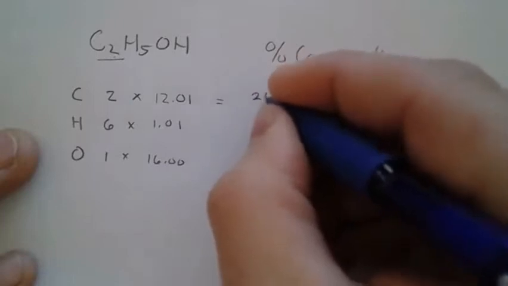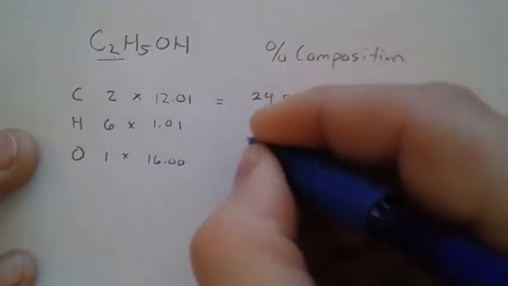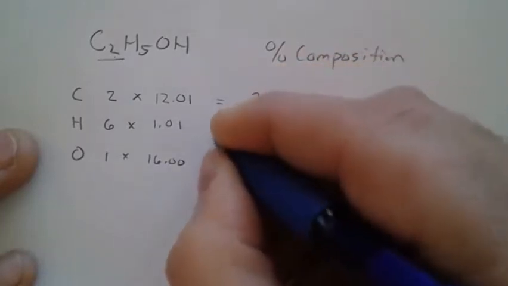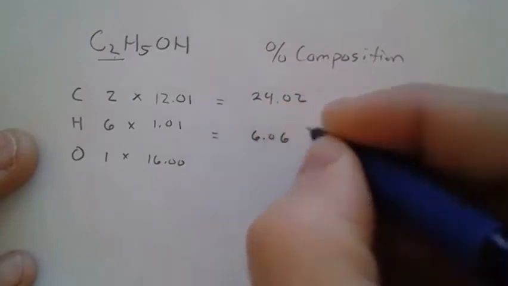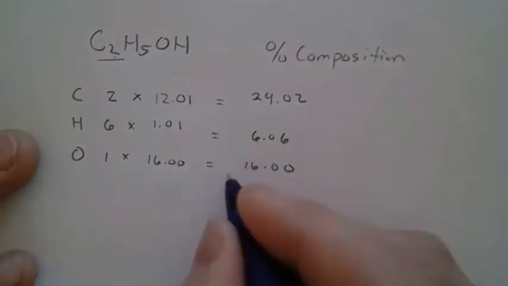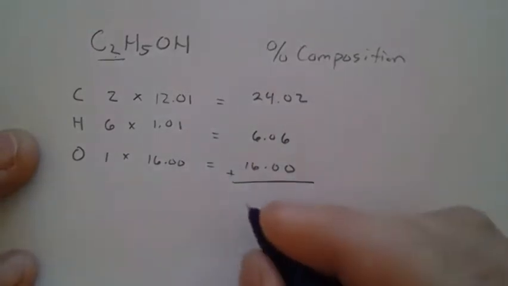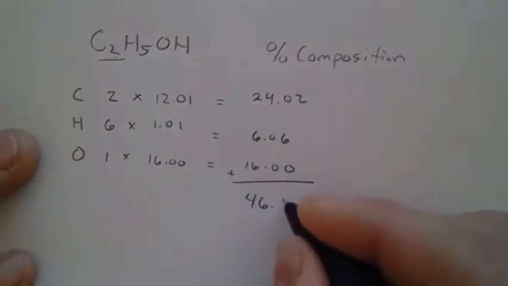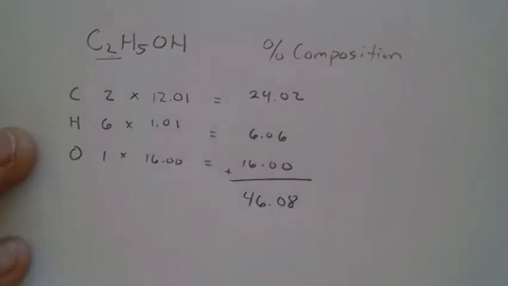We get 24.02. For hydrogen we get 6.06. And then for oxygen, we get 16. We add them up, and we get a grand total molar mass of 46.08.